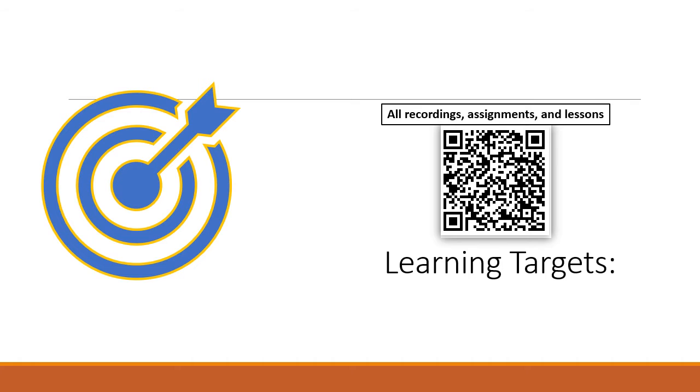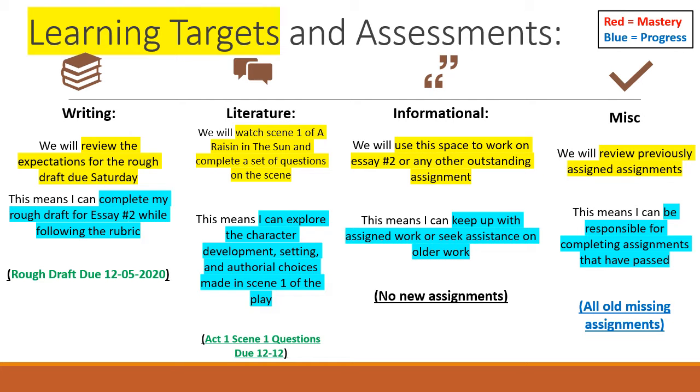Really quickly, let's look at our learning targets. So our learning targets for this lesson, in the writing portion of this lesson, we're going to review the expectations for the rough draft that's due Saturday. To do that, we're going to look at embedding quotations again real quick. I'm going to give you another example of how to embed those quotations using the outline that I shared with you. This means that you're going to be able to complete your rough draft for essay number 2 while following the rubric.